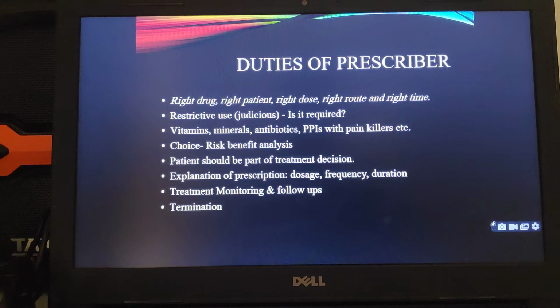And after prescription, it is important to explain the prescription properly and thoroughly, about the doses, frequency, and duration of treatment. It should not be left to the pharmacist or any other person, because when you communicate with the patient directly, a significant confidence is generated in the patient, and it also enriches the bond between the doctor and the patient.